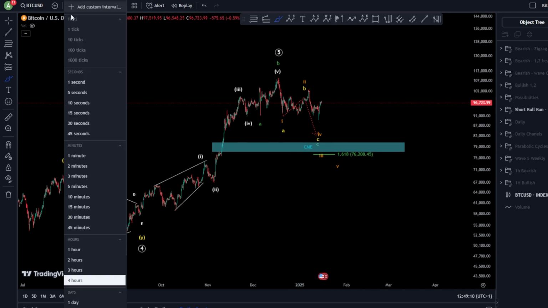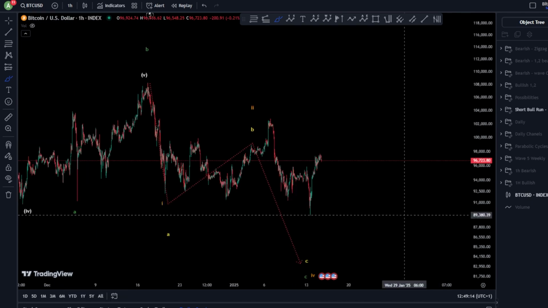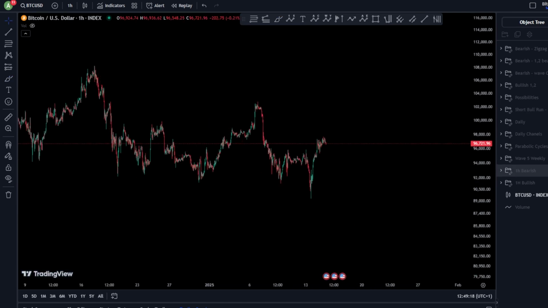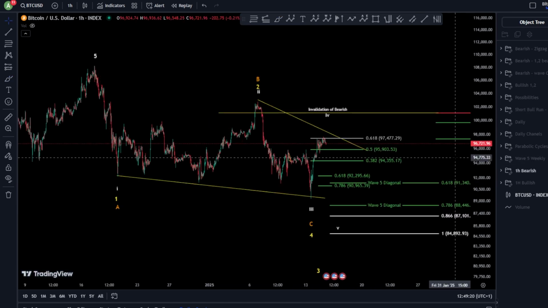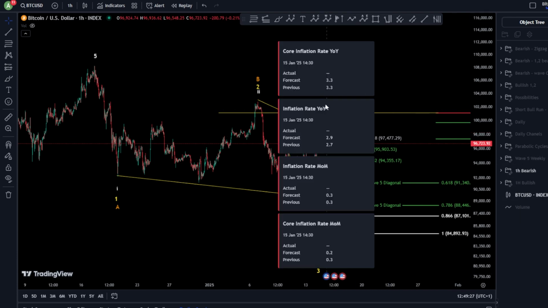Now, on the 1 hour chart, as we see, and as we said yesterday, we will range for a while, and that of course for several reasons. We see the market is slowing down because of the news that we have, so be careful with it. Today we have very important news.